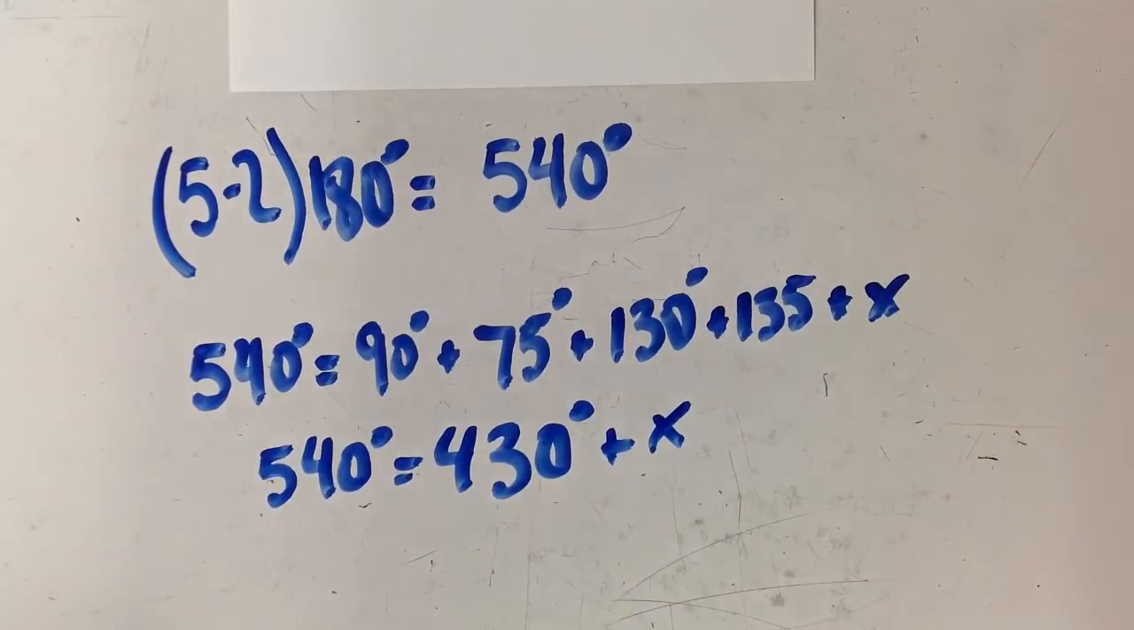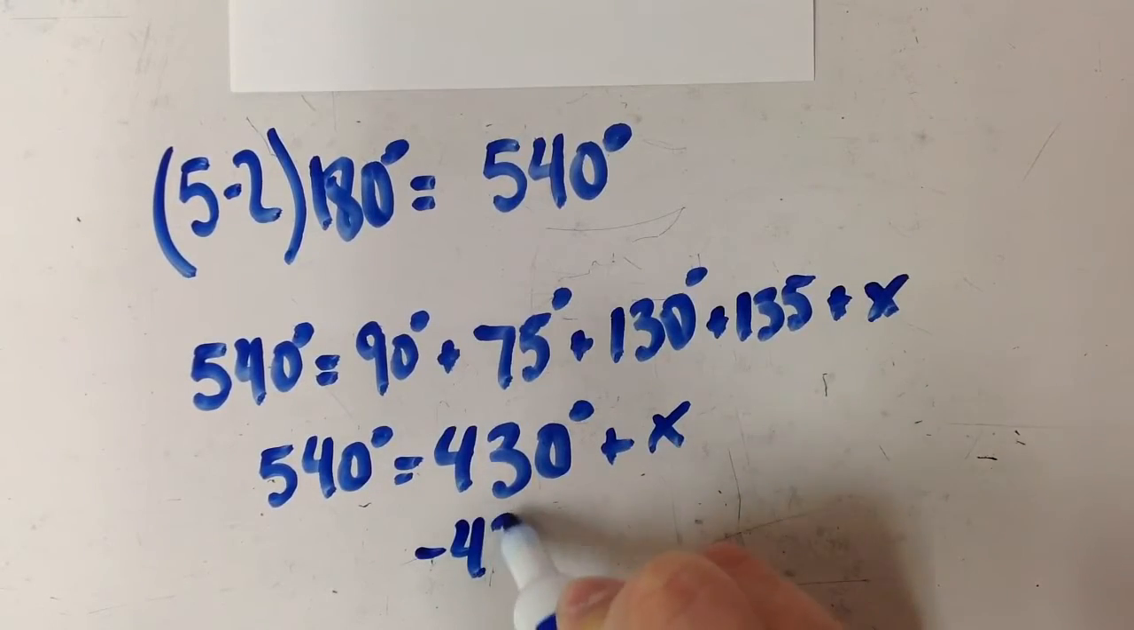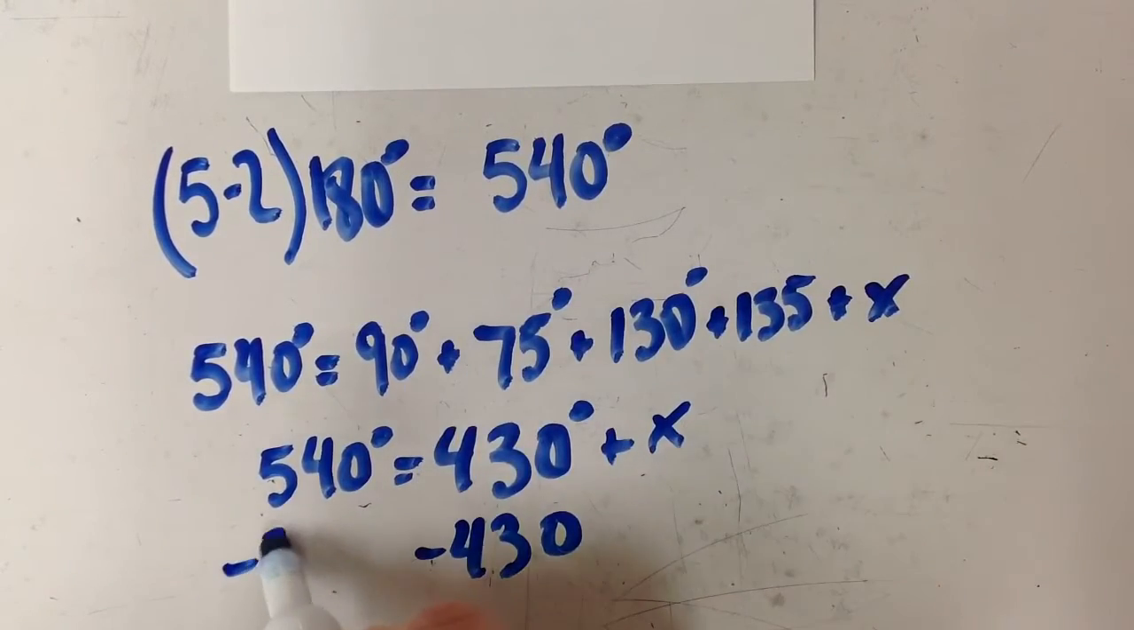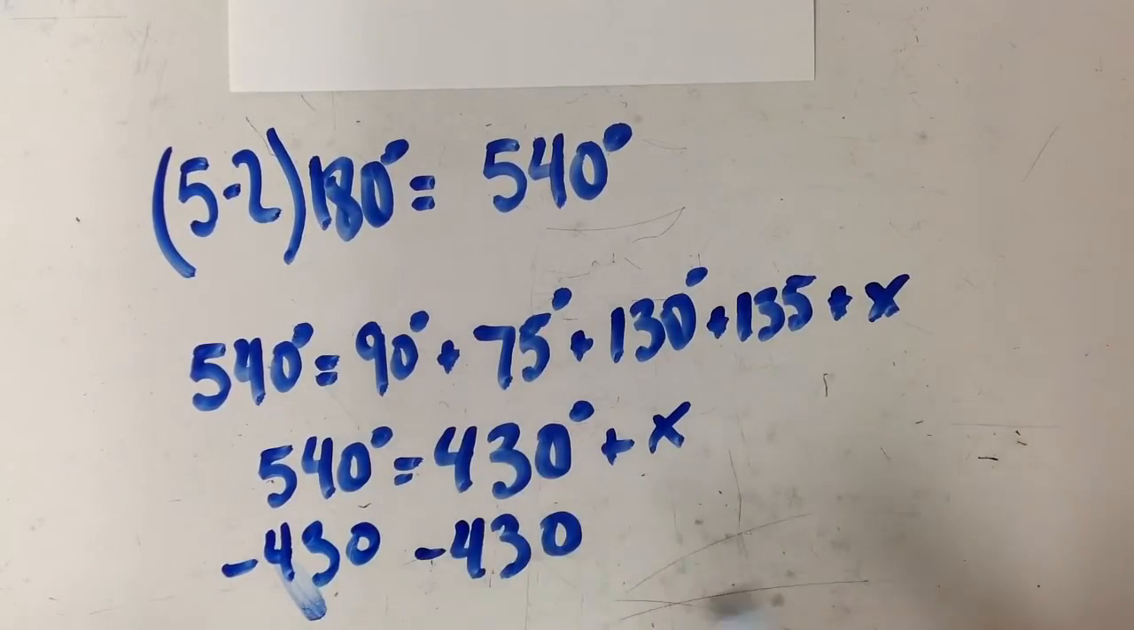So from here, it would be just like solving for my x. What's happening is I'm adding 430 to x. I'm going to do the opposite, so I'll subtract 430 from both sides. Let's do 430, not 340. That leaves me with 110 degrees for x.